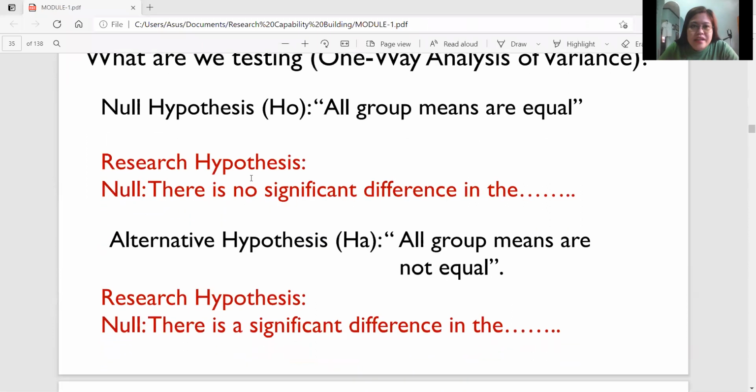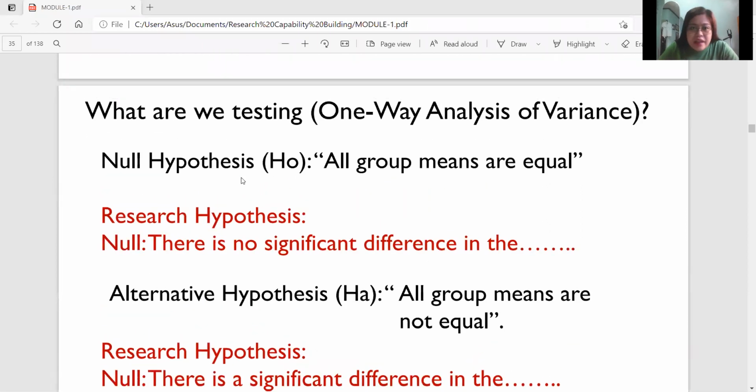So in one-way analysis of variance, in our null hypothesis, we assume that all the means of all your groups, you have 3 or more groups, are equal. So when we state our research hypothesis or the null hypothesis, we put that there is no significant difference. Like there is no significant difference in the blood glucose level of the mice treated with the treatment group, the positive control, and the negative control. So we assume that all of the means are equal.